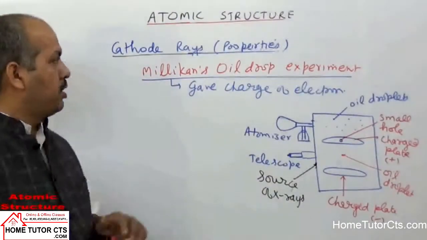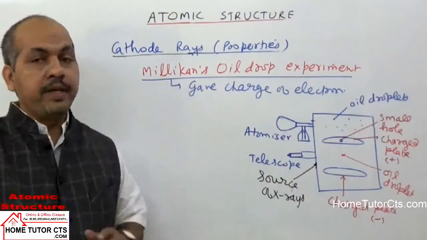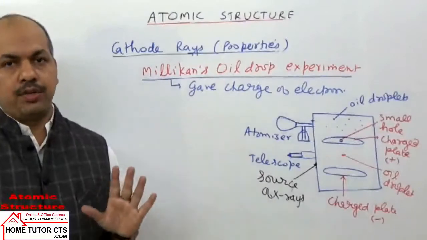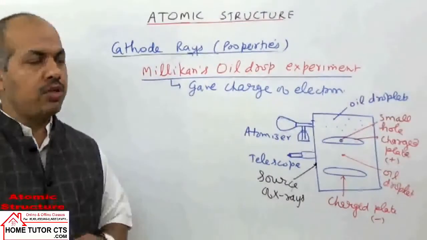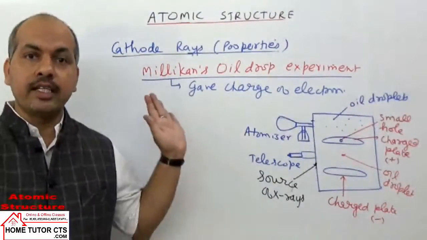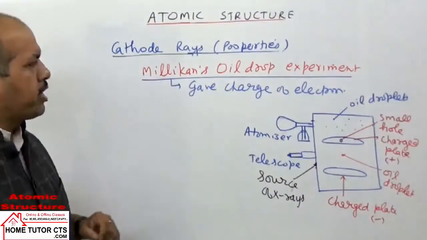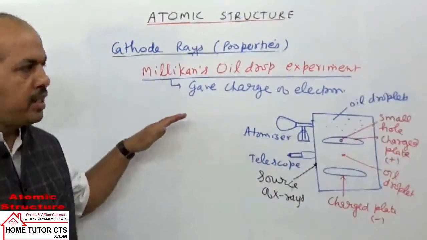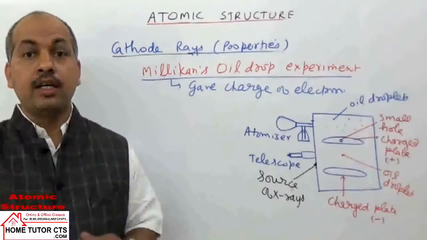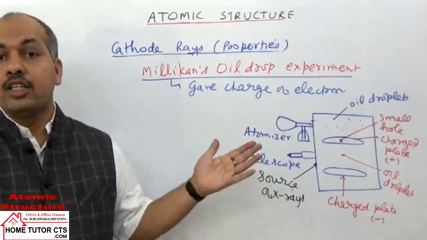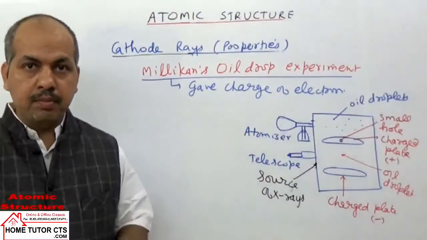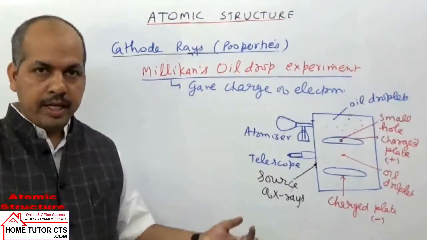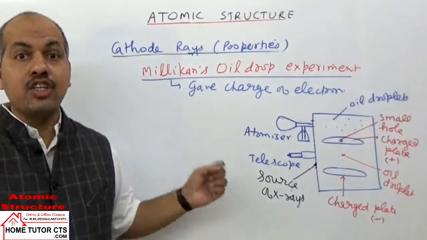Now let us come to the Millikan oil drop experiment, which gave the charge of the electron. Thomson gave the charge to mass ratio of the electron, which was found to be the same in all cases. Now how to find the charge of the electron? Already we have seen in the properties of cathode rays that cathode rays carry negative charge. They are made of an electron beam, a stream of electrons. The source can be taken as the cathode and the gas ionization.